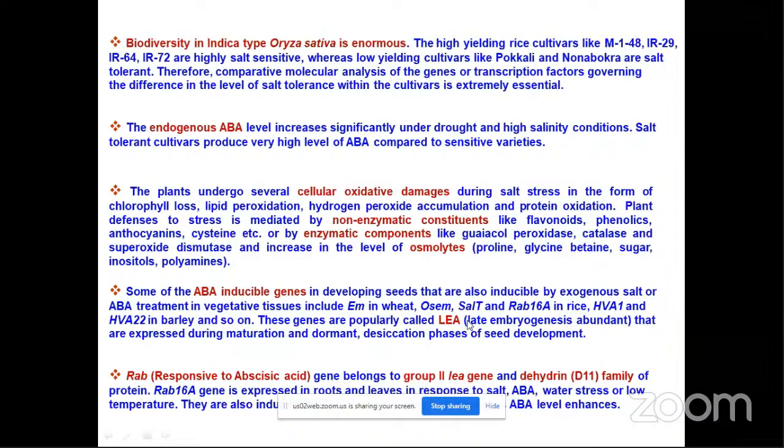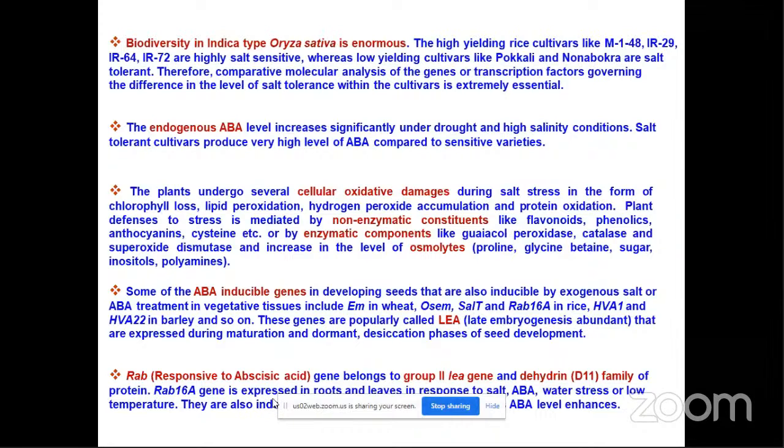And of that LEA, the gene in which I have been working for quite a long time is RAB, which means responsive to abscisic acid. There are several groups of LEA. I'm not going into that, but this RAB is a group 2 LEA gene, belonging to the dehydrin family of proteins, whose main task is to ensure some kind of protection. But how RAB actually confers that protection was first deciphered through our work, because previously people did not go for that well characterization.